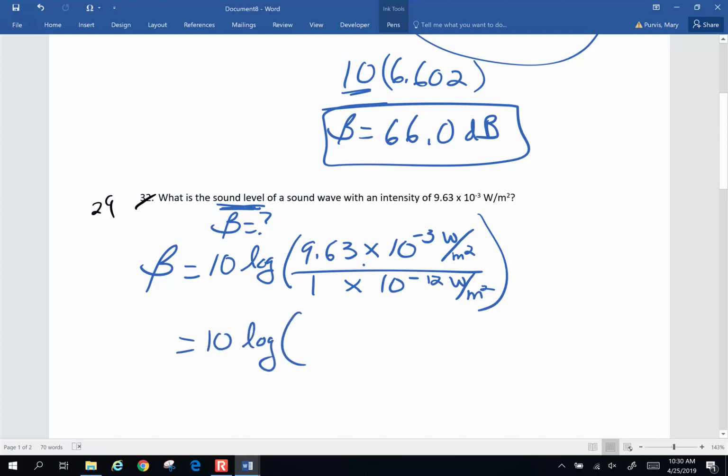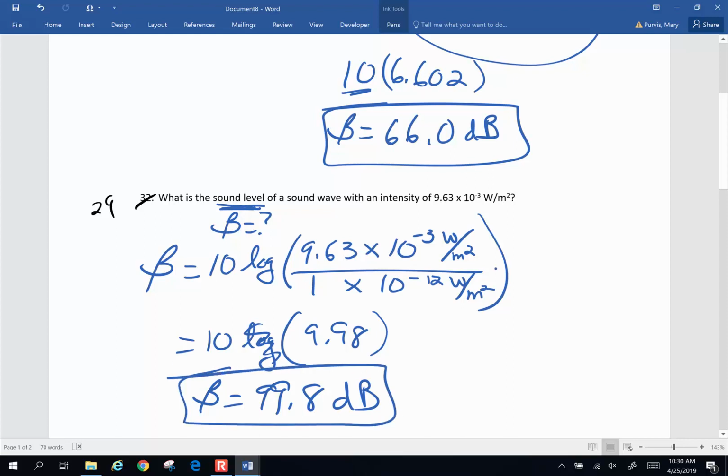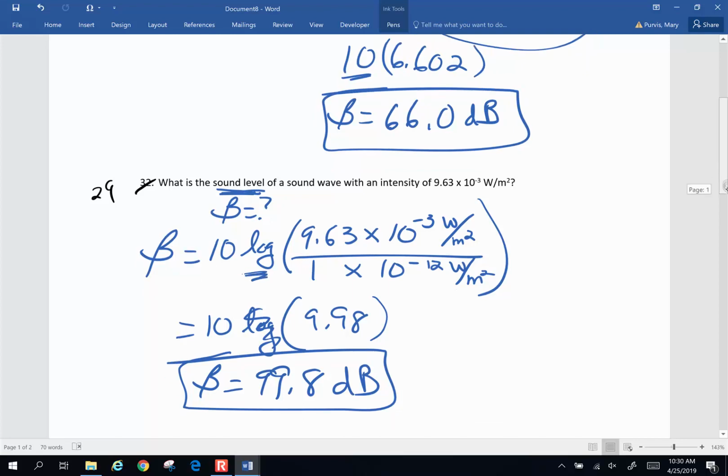So I'm going to take this one at a time. Okay, so 9.63 times 10 to the negative 3rd divided by 1 times 10 to the negative 12th. When I do that, I get a big number, and I'm going to do the log of that number, and I end up with 9.98, and that's my bels. Multiplied by 10 gives me decibels, and I end up with 99.8 dB. All right, so same thing. These are not hard problems. You just have to spend some time messing around with your log button on your calculator.